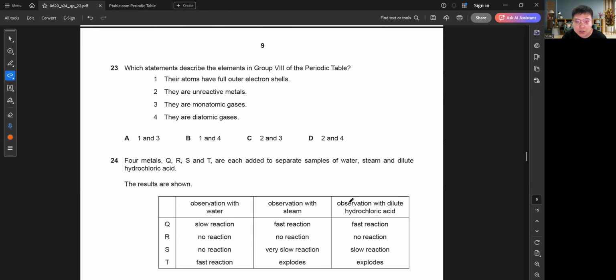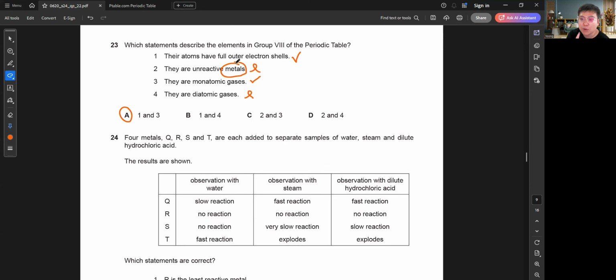Number 23 describes period VIII. So in case you are very confused on this, V means 5, and then behind there's 3. So 5 plus 3 is 8. So yes, they have a full outer electron shell, which is group 8. They are unreactive metals. Well, they are unreactive is correct, but they are not metals, so it's out. They are monoatomic gas, yes, because they do not need to share electrons, like oxygen, like chlorine gas. They are diatomic gas, out. So the answer is A. Should be quite simple, except for this metal here. That one is actually very tricky. They are unreactive is correct, but when they add the word metal, then it's wrong, because they are not metals.